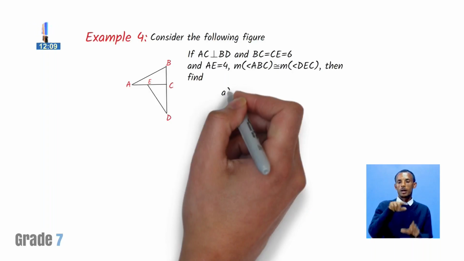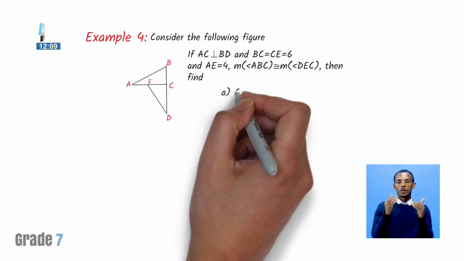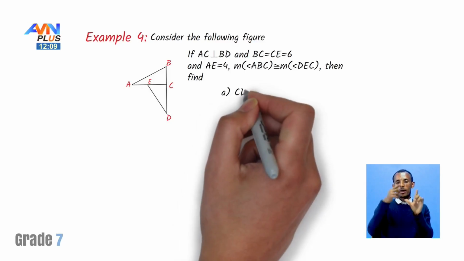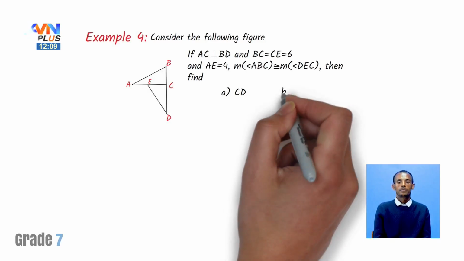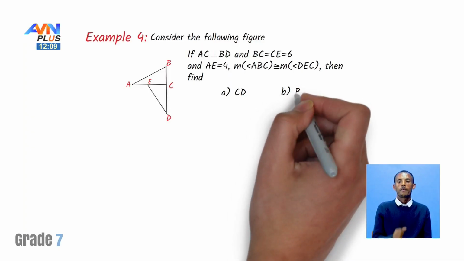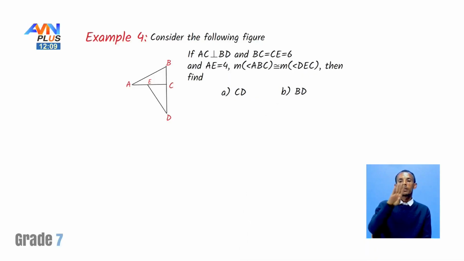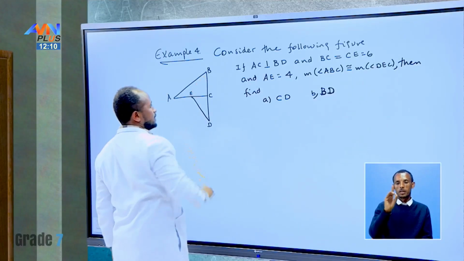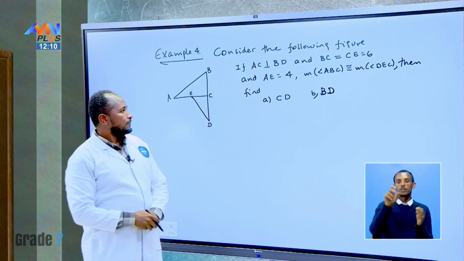Angle ABC is congruent with measure of angle DEC. Then find length CD and length BD. Find this length CD and length BD. So let's try this question together.